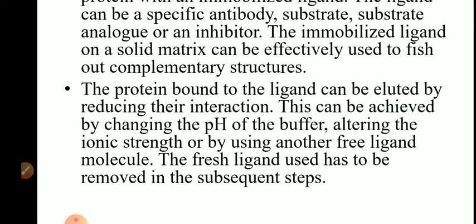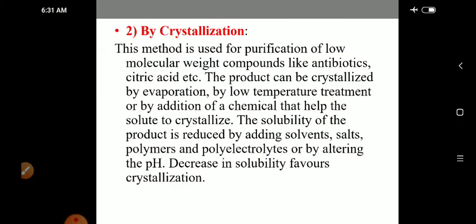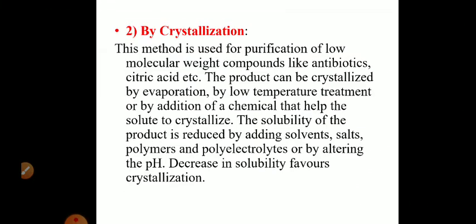Now you reduce the interaction between them, which is achieved by changing the pH of the buffer, or altering the ionic strength of the buffer, or using another free ligand molecule. The fresh ligand used has to be removed in the subsequent steps. So the protein bound to the ligand can be removed by one or the other way, and you get a purified protein product.